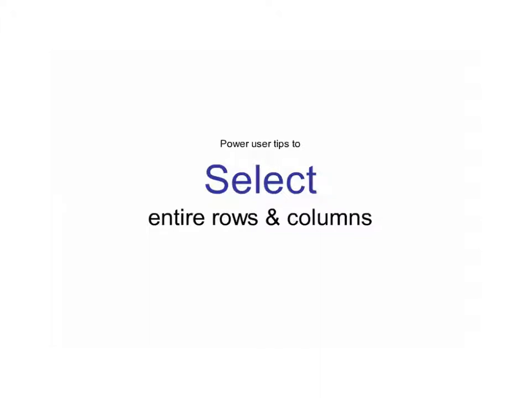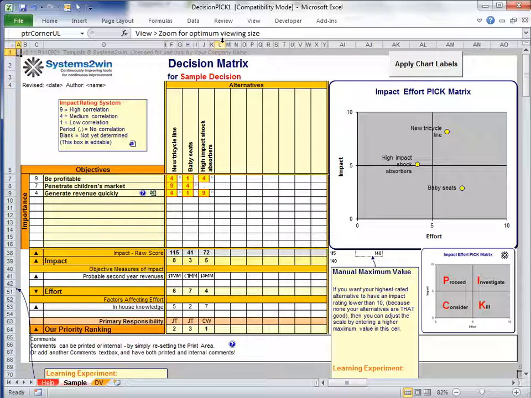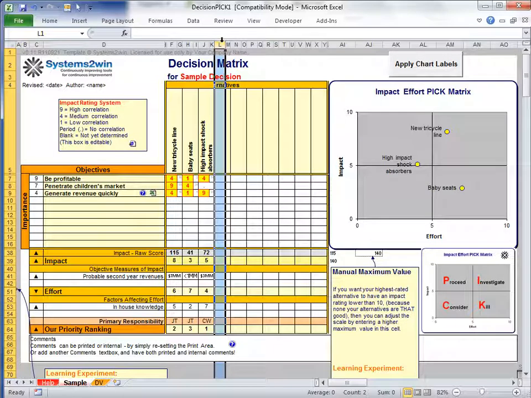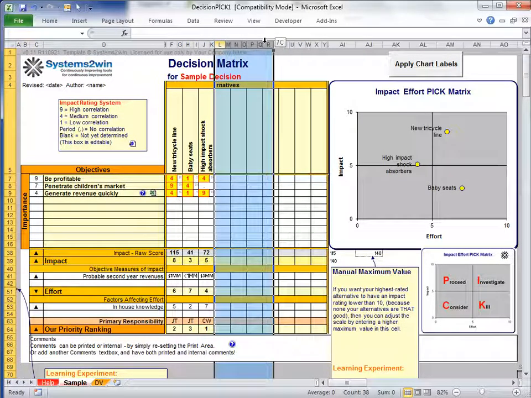And to do that, I first want to hover my mouse over the edge of the working area where the gray numbers and letters are until my cursor turns into a black arrow, and then hold down my left mouse button and then drag to include additional columns in my highlighted area.